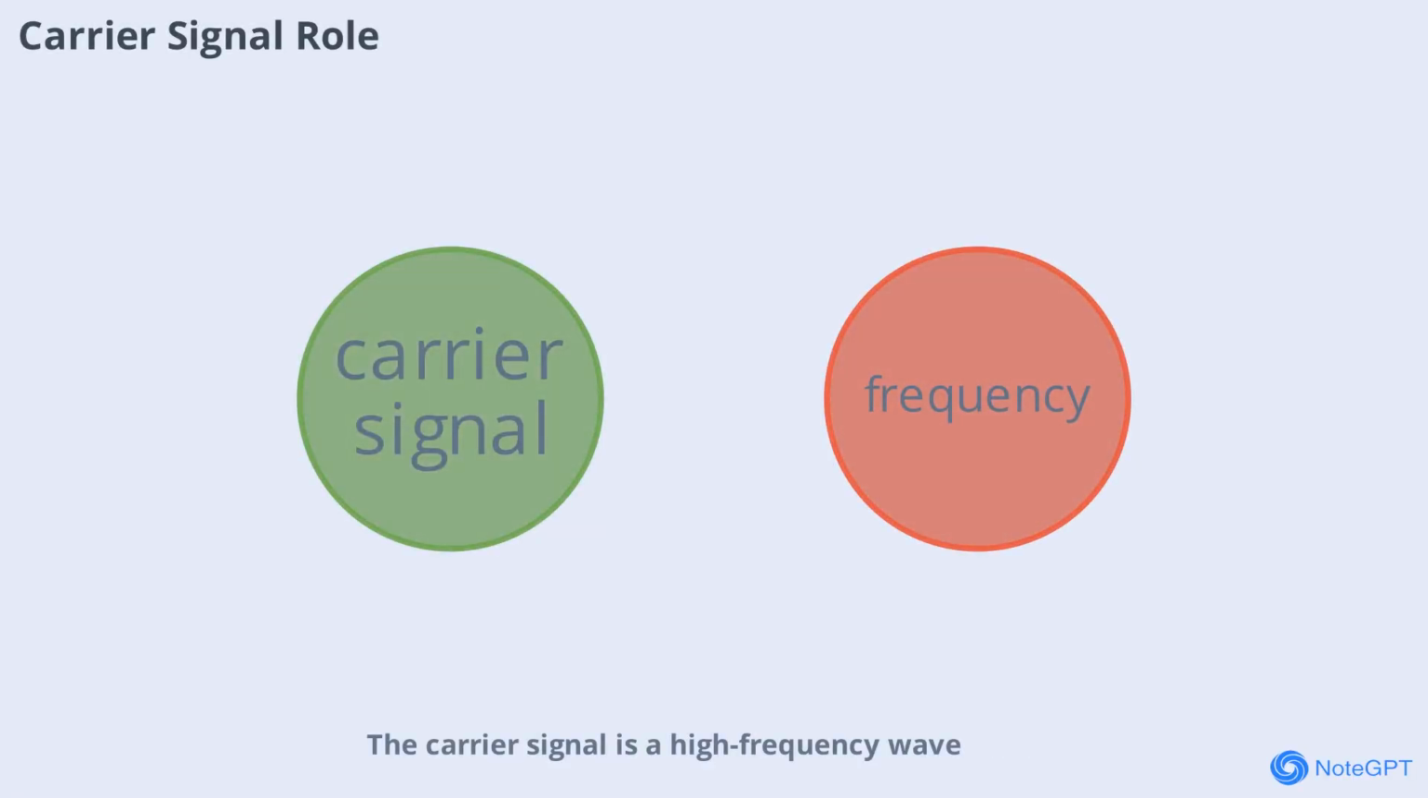Carrier signal is a high-frequency wave that carries the information signal over long distances. Modulation involves altering the carrier's properties, amplitude, frequency, or phase to encode the message. The choice of carrier frequency and its characteristics directly impact the range, quality, and efficiency of communication.